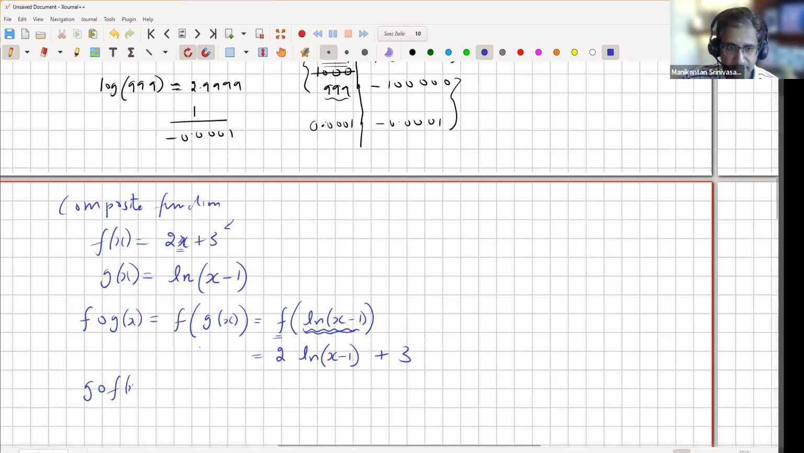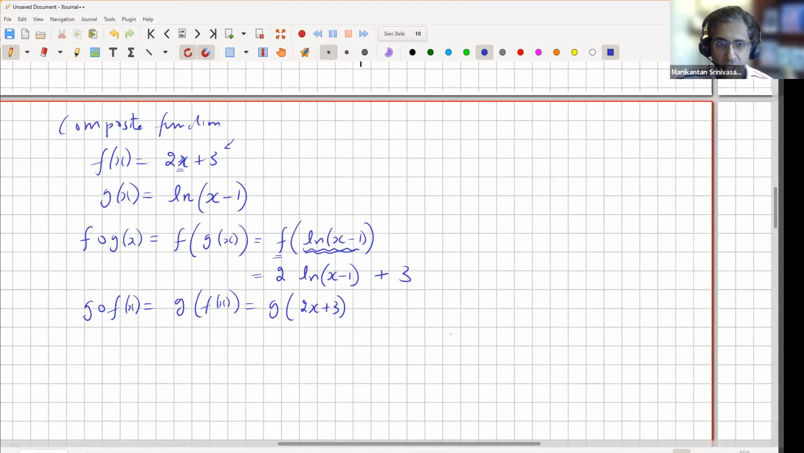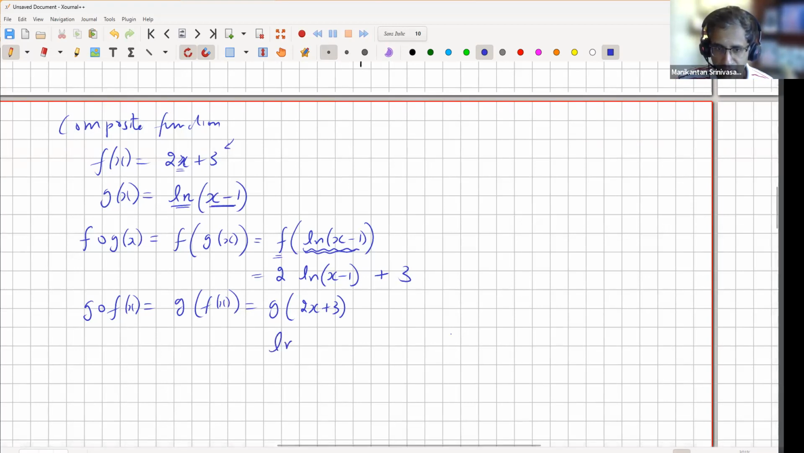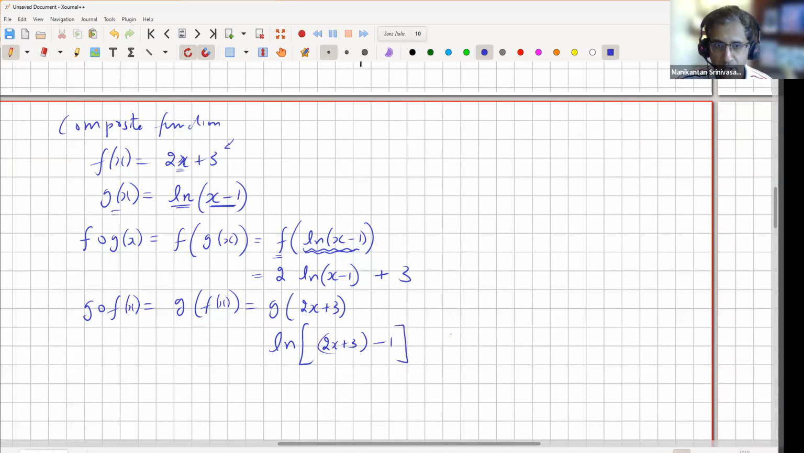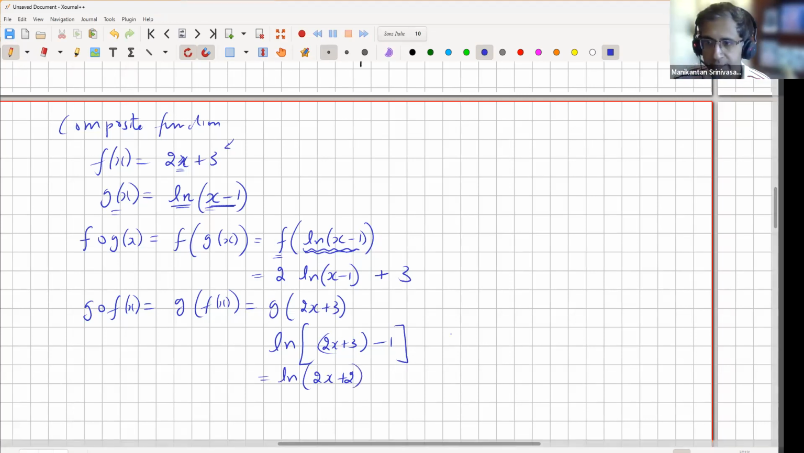Okay, and g of f of x is exactly similar. It will be g of f of x. So first we evaluate f, which we know is 2x plus 3. Now we pass it on to g, ln of x minus 1. The g function knows whatever input comes, subtract 1 and take ln of it. So we'll just do ln of (2x plus 3 minus 1), because that's what g of x knows to do. Whatever input comes, subtract 1, then take ln, which simplifies to ln of 2x plus 2. Does it make sense? Okay.